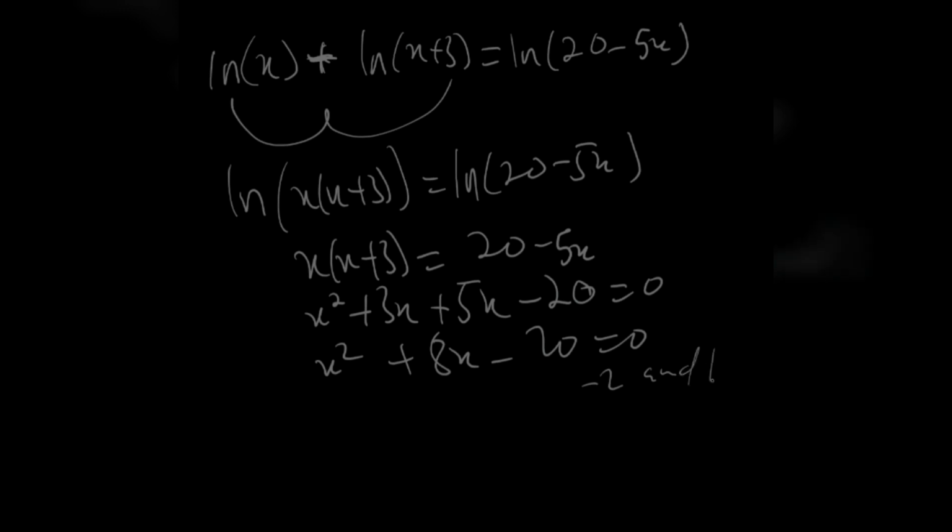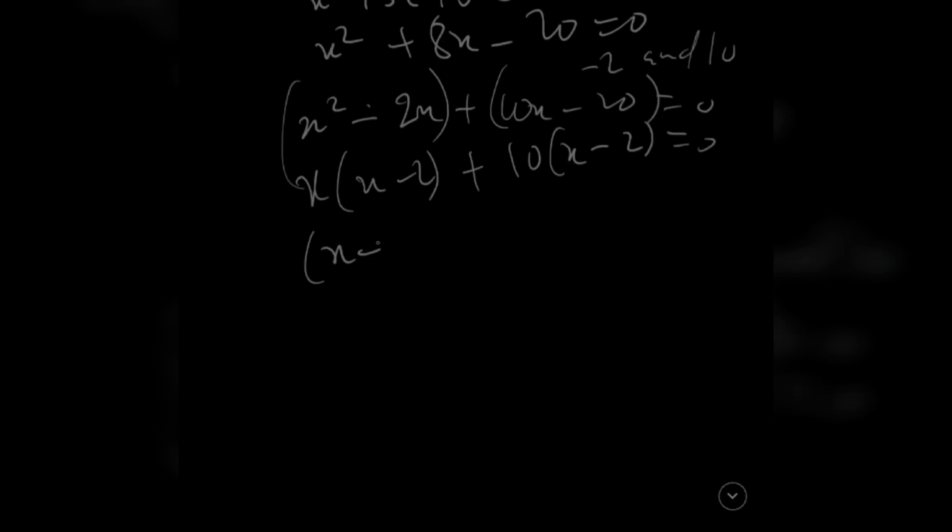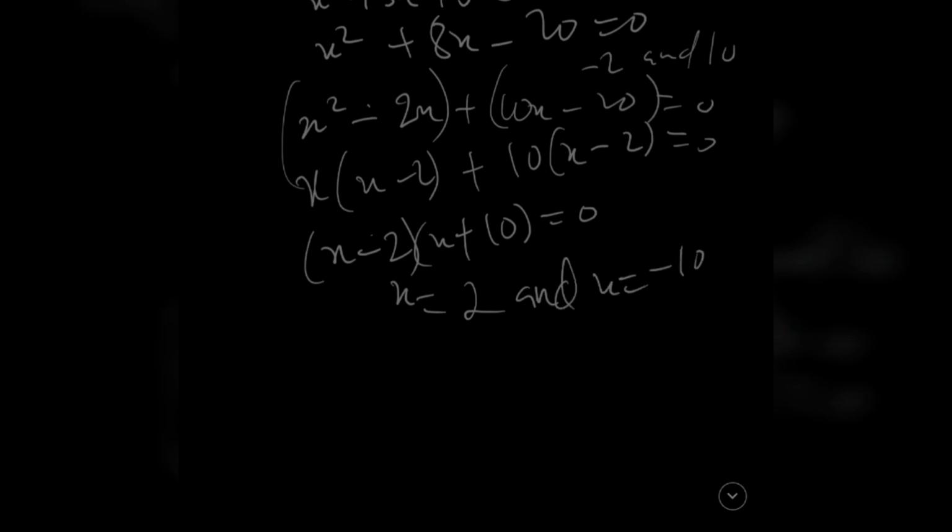Okay, so that's definitely negative 2 and 10. So we get x squared minus 2x plus 10x minus 20 equals 0. We group them, factor out x, we get x minus 2, factor out 10, x minus 2 equals 0. So we get x minus 2, x plus 10 equals 0. Okay, so our x will be equal to 2, and also x will be equal to negative 10. Okay, now this is one of the scenarios I was explaining in the first example. We have two solutions, x to be 2 and x to be minus 10.